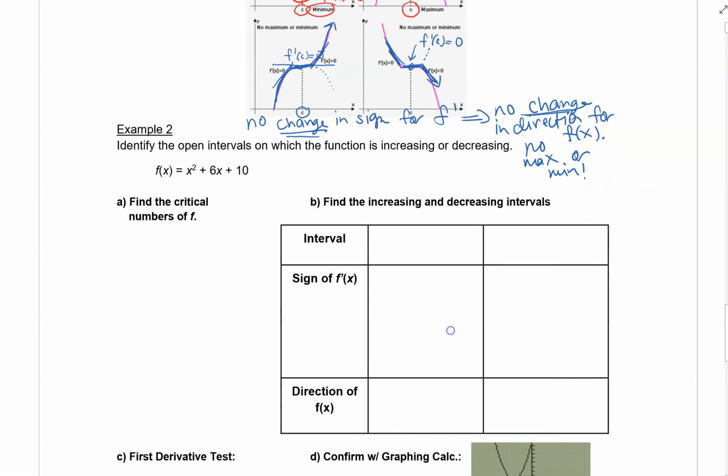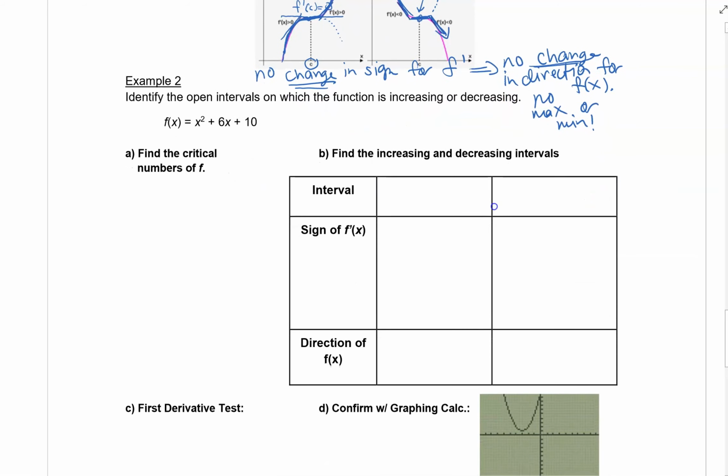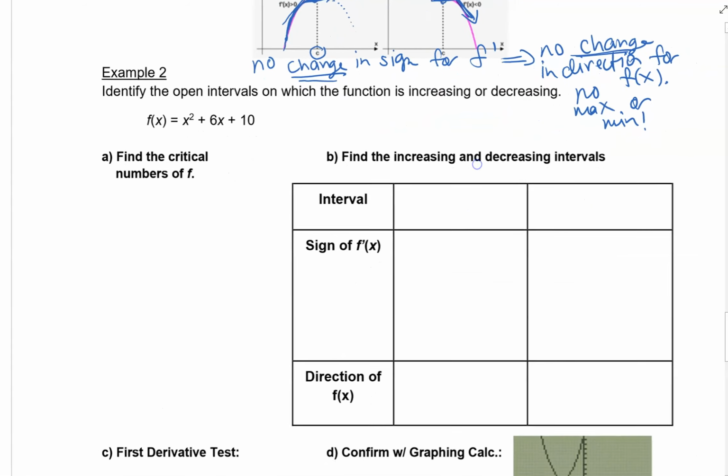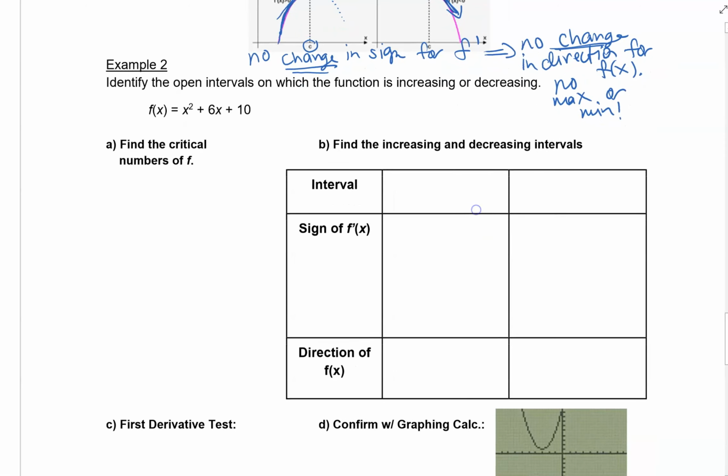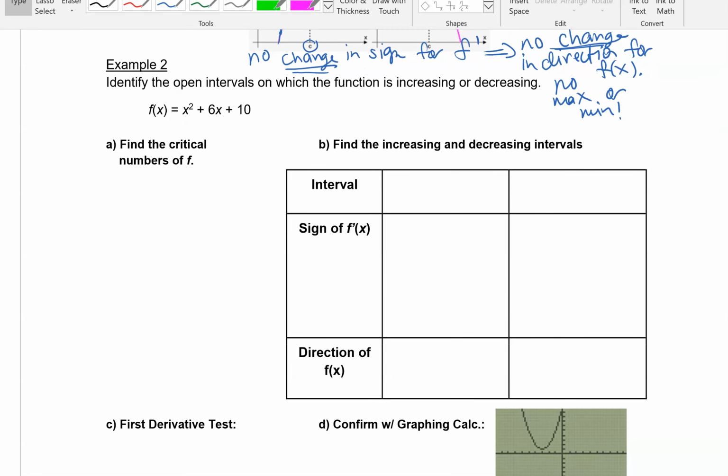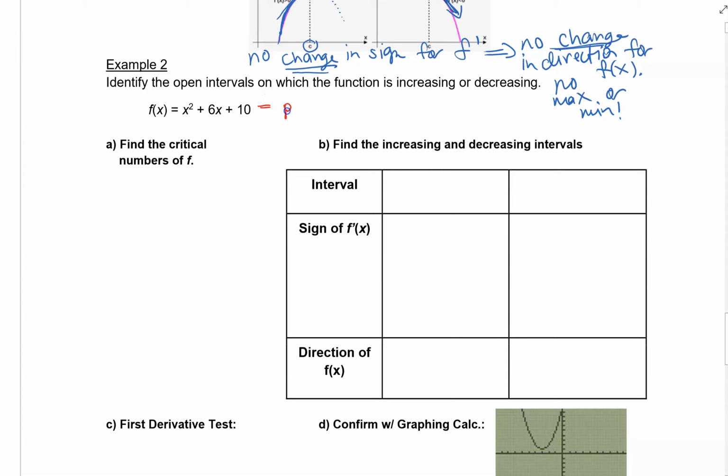Let's try an example 2. So example 2 wants us to identify the open intervals where f is increasing or decreasing. So we're going to do that, but we're also going to find the maximum and minimum values for f. So first notice that again it's a polynomial. So that means it's defined everywhere. So that means the domain for this function is all real numbers. So we're looking at this interval from negative infinity to infinity.